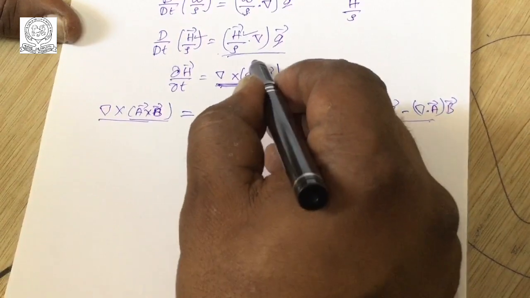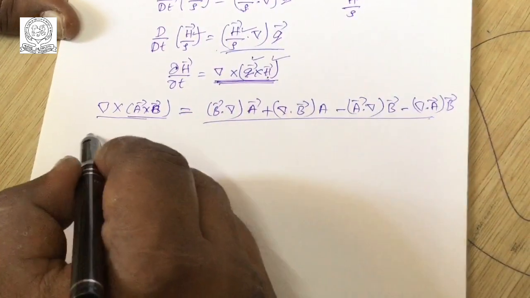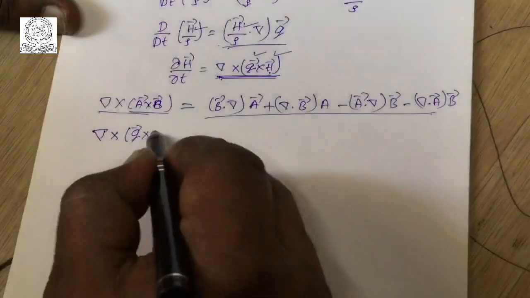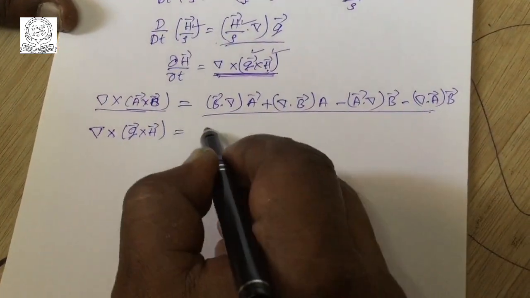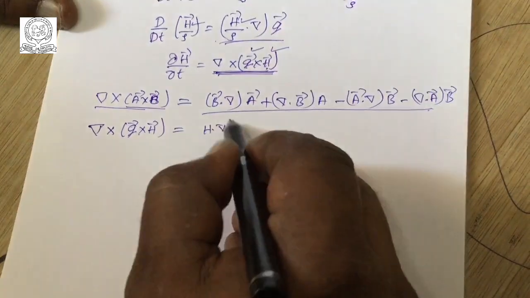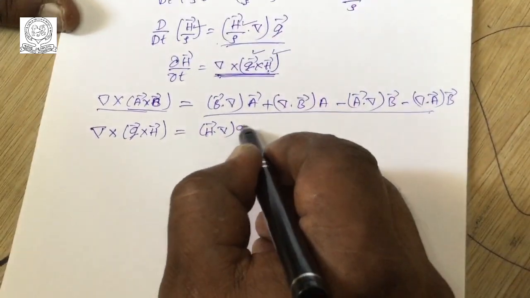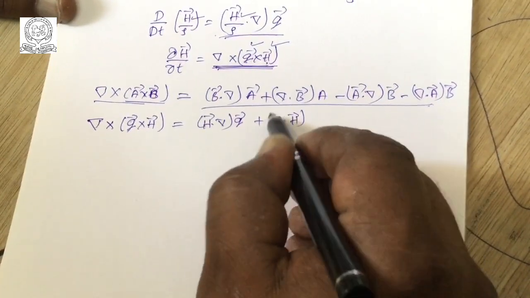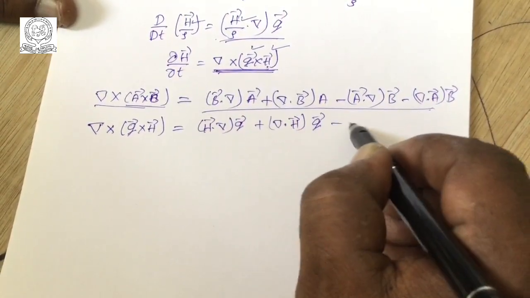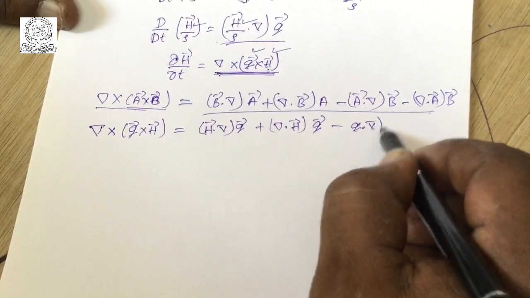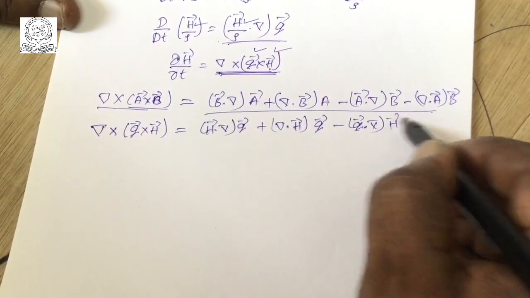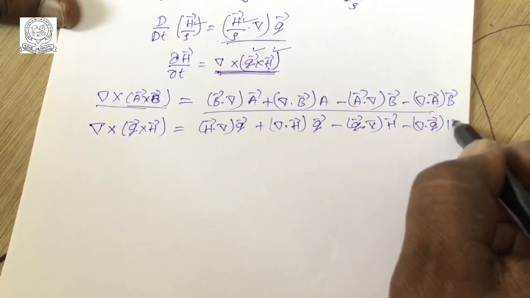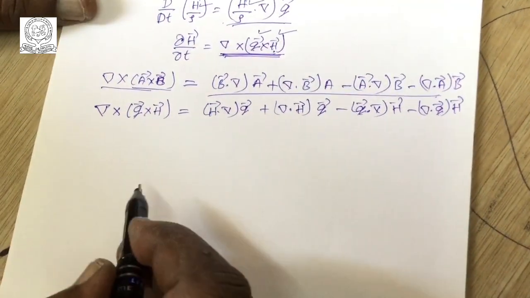A is equal to Q and B is equal to H means the identity will become del cross (Q cross H) is equal to H dot del of Q plus del dot H of Q minus Q dot del of H minus del dot Q of H. Okay, this is the expression.